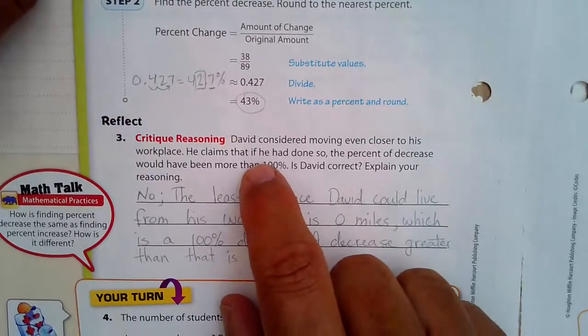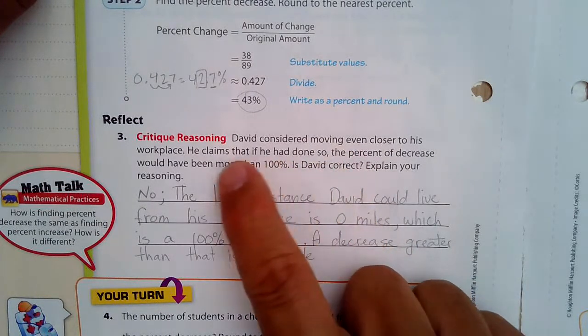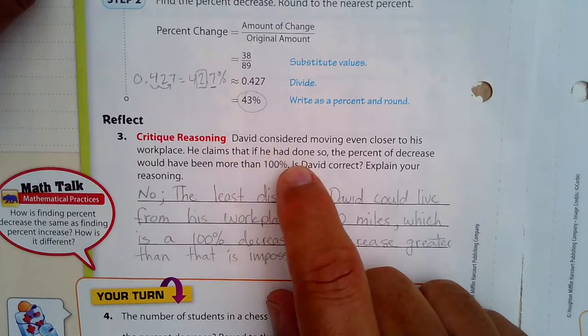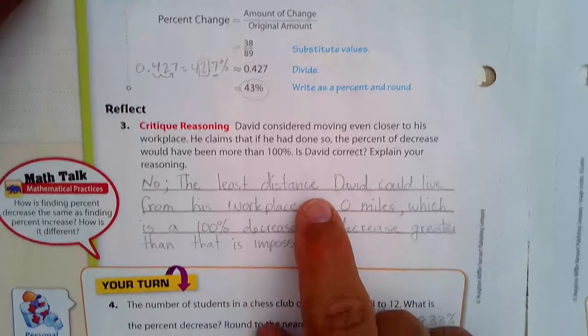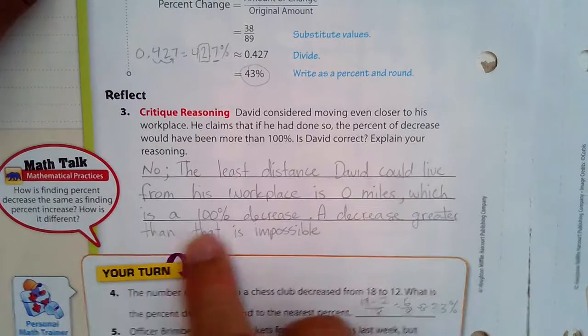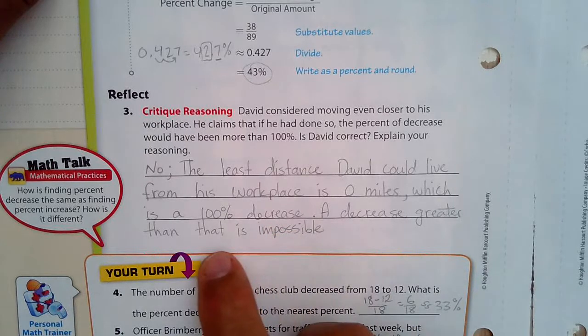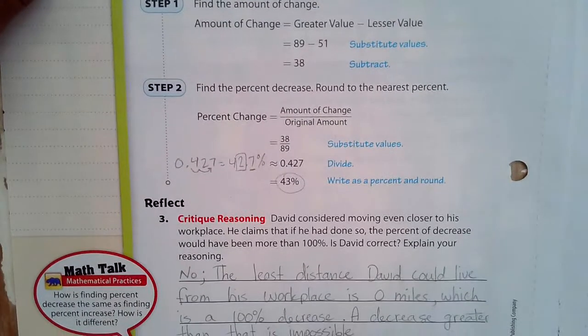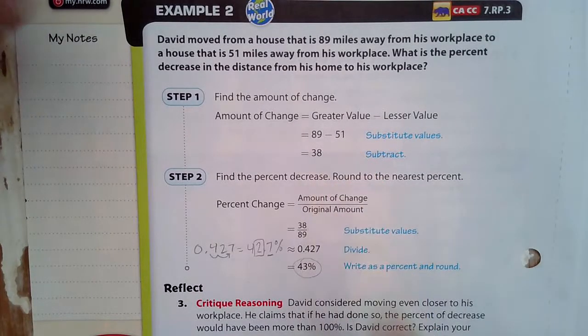Okay, so David considered moving even closer to his workplace. He claims that if he had done so, the percent decrease would have been more than 100%. Is David correct? Well, I'm saying no. The least distance that David could live from his workplace is 0 miles, which is a 100% decrease. Any decrease that's more than that is impossible. So, he's now 51 miles away. He would have to go to, so it would be looking like this.